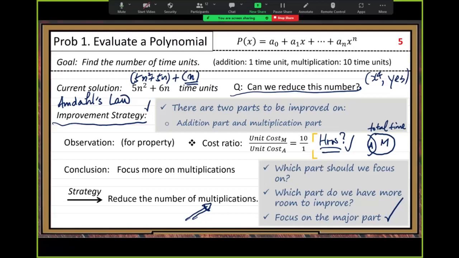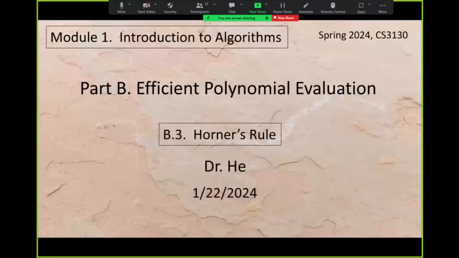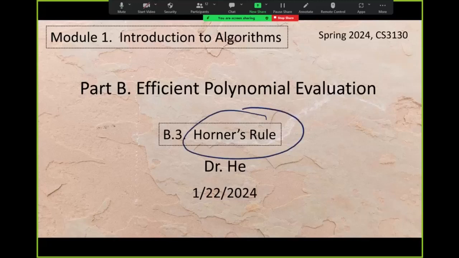How to get there is another question. We will answer a sequence of questions one by one. So the new question: how to reduce the number of multiplications? B.3, the key solution part of part B, Horner's rule. You will see our final solution to answer this question. That's the Horner's rule.